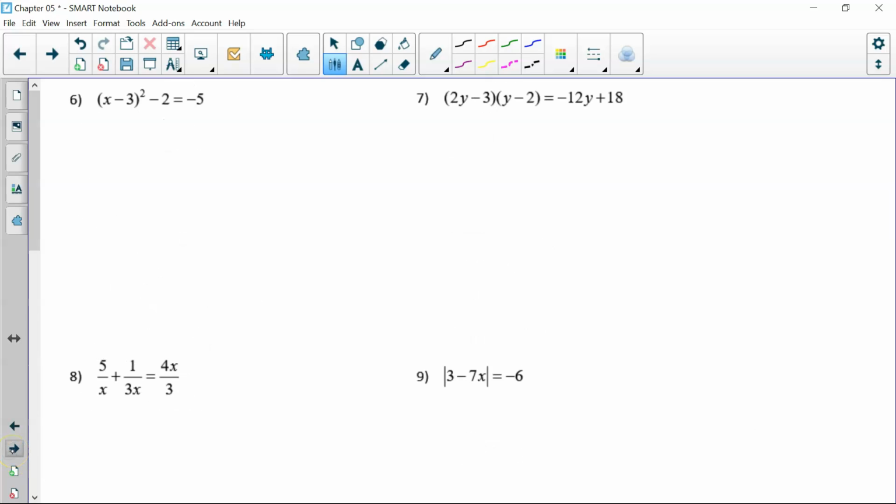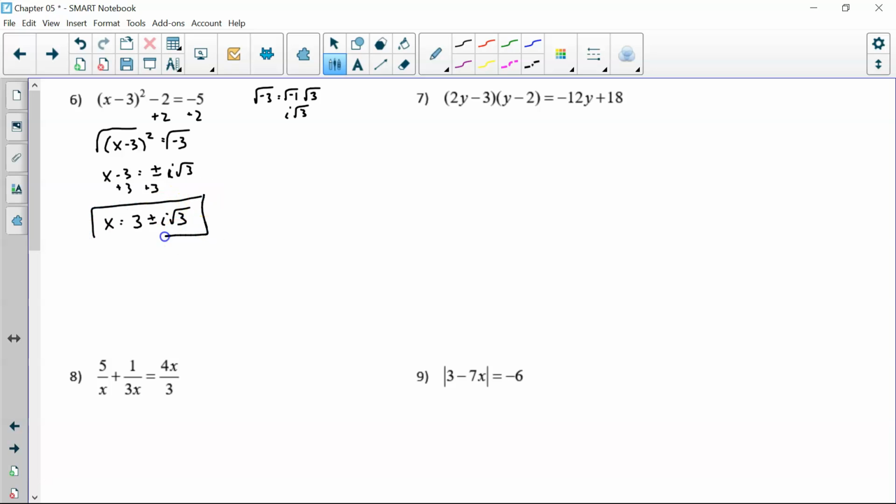Solving, we got a binomial squared. Don't square the binomial. Add 2 to both sides. (X minus 3) squared equals negative 3. Then we take the square root of both sides. X minus 3 equals plus or minus, since solving by square roots gives two solutions. The square root of negative 3 is the square root of negative 1 times the square root of 3, so that's i root 3. Now we add 3 to both sides. X equals 3 plus or minus i root 3. And there's our two solutions.